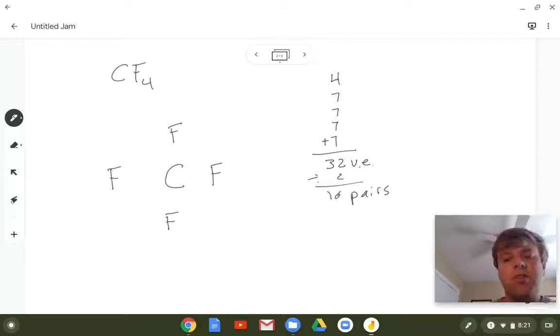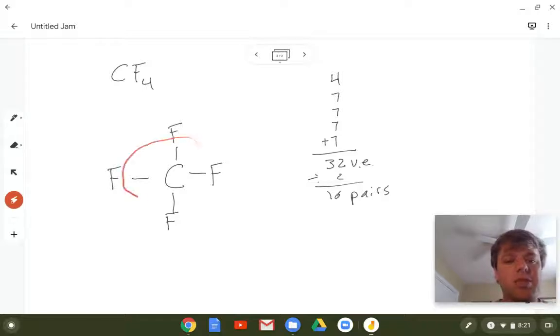So the first step, once we've got our general layout, is we need to connect each of the fluorines to the carbon in the middle with a bonding pair. So we're going to go 1, 2, 3, 4. That's 4 of our 16 pairs of electrons. Now, this carbon in the middle has already satisfied the octet rule with 2, 4, 6, 8 electrons.